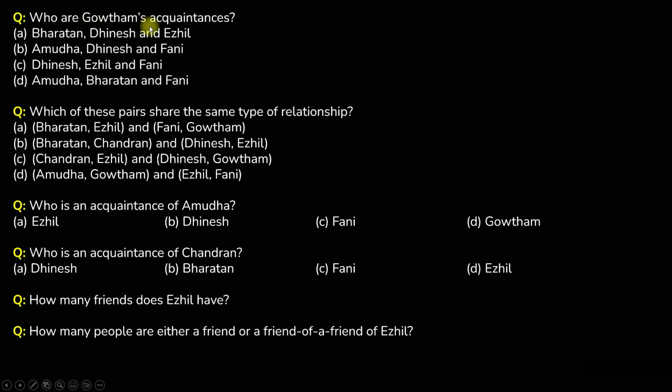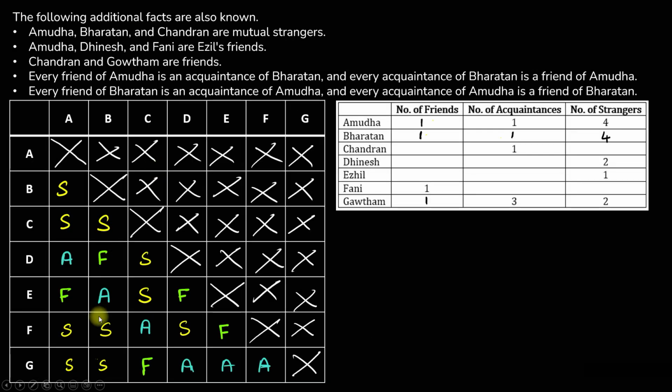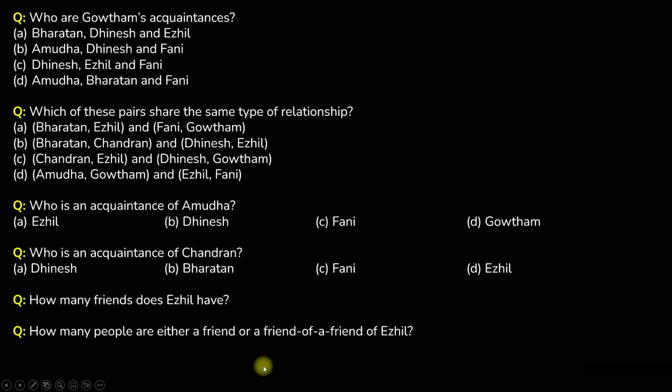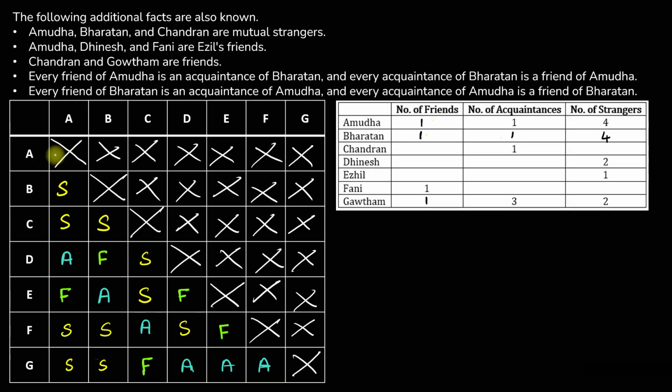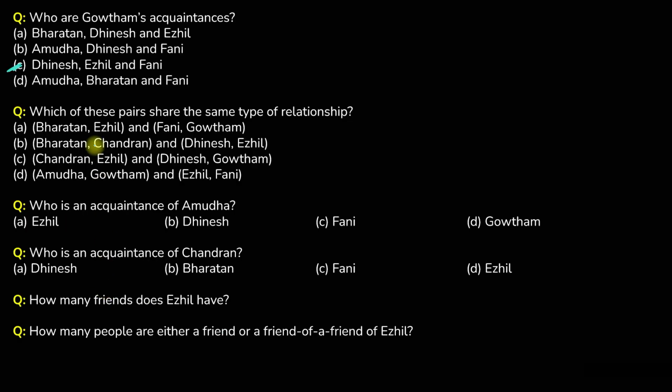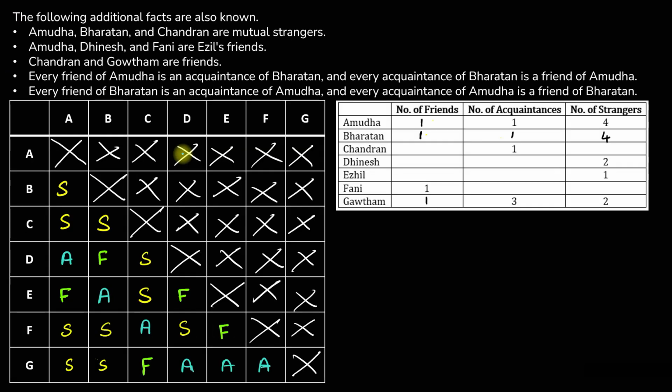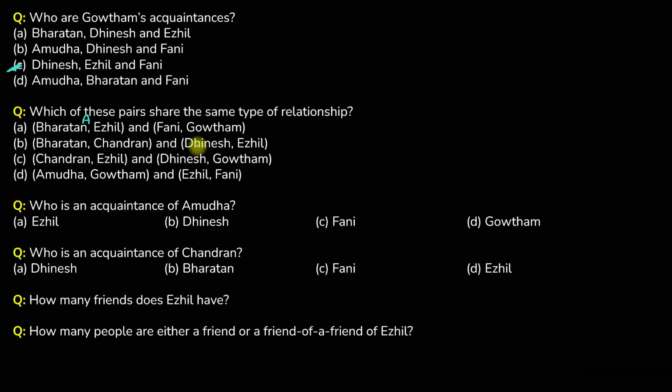Who are Gautam's acquaintances? Okay, G's acquaintances. So G's acquaintances are D, E and F. So the answer to this question is, do we have D, E, F? Yes. Option C is the correct answer here. Okay. Now moving on to the next question. Which of these pairs share the same type of relationship? Okay. So BE. Let's look at BE. BE are acquaintances. What about FG? F and G are also acquaintances. So option A itself is correct.